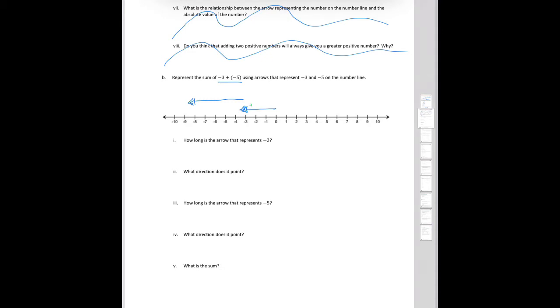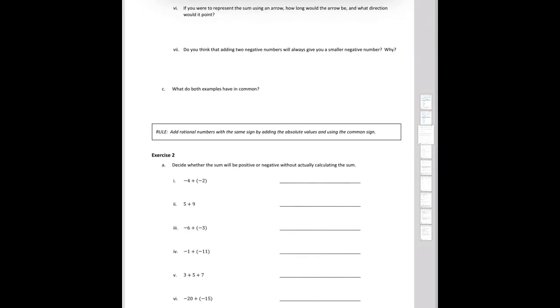This is still addition, but notice that I'm writing plus the negatives because we're still adding them. So we get negative 8. Notice how this is 3 units, but this time it's to the left, and the 5 is still 5 units, but to the left. So that gets us negative 8. If we thought about negative 8 as an arrow, it would still be 8 units, but this time to the left.